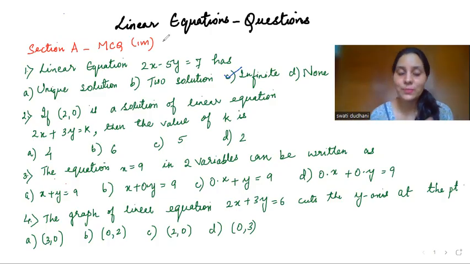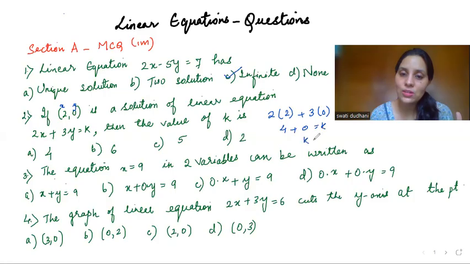So it is infinite. Second, if 2 comma 0 is a solution of linear equation 2x plus 3y equal to k, then the value of k is. Since this is the solution of the equation, let us take this as x, this is y. Now we will just substitute these values in the equation to find k. So 2 into x is 2 plus 3 into y is 0 equals k. So 2 into 2, 4 plus 3 into 0 is 0 equals k. So k is equal to 4, option A.